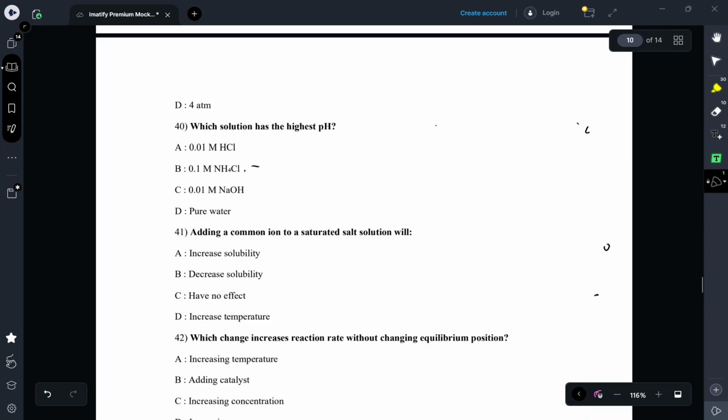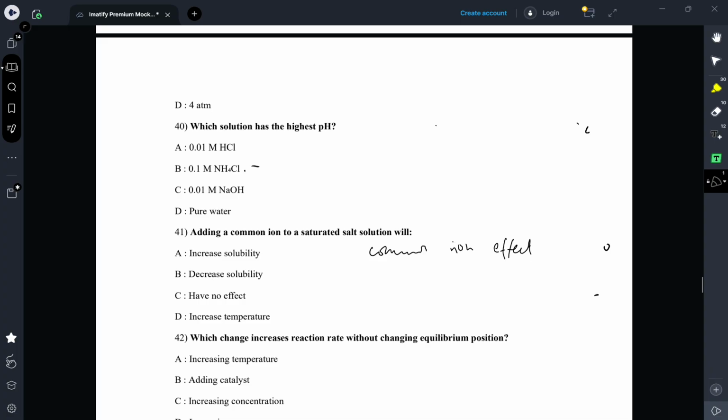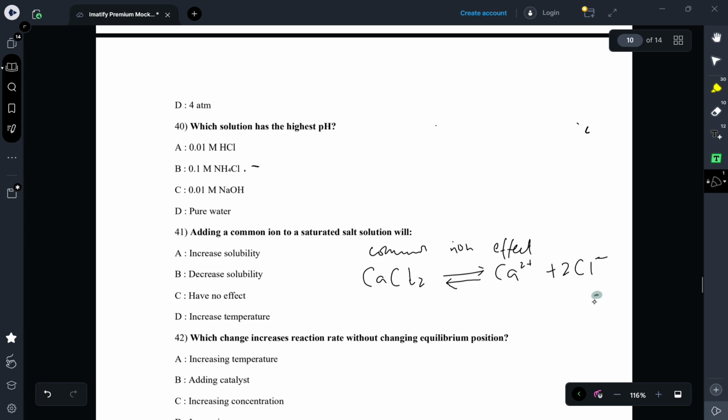Okay, so adding a common ion to a saturated solution will... this is the common ion effect. For example, if you have CaCl2, this ionic compound does not dissolve completely in water, so it will form an equilibrium. So CaCl2 in equilibrium with Ca2+ plus 2Cl minus, aqueous, when we dissolve it in water.